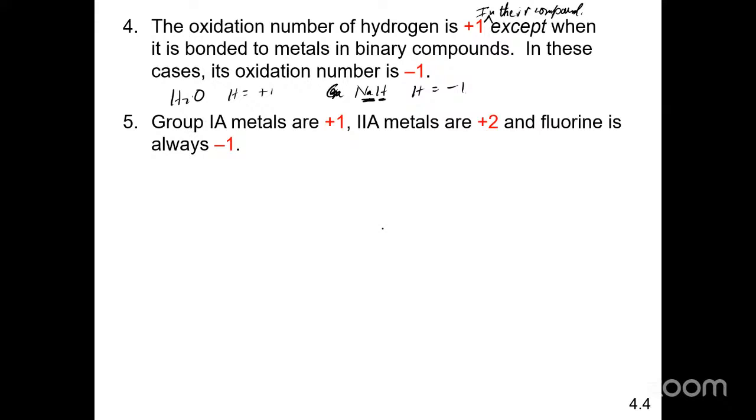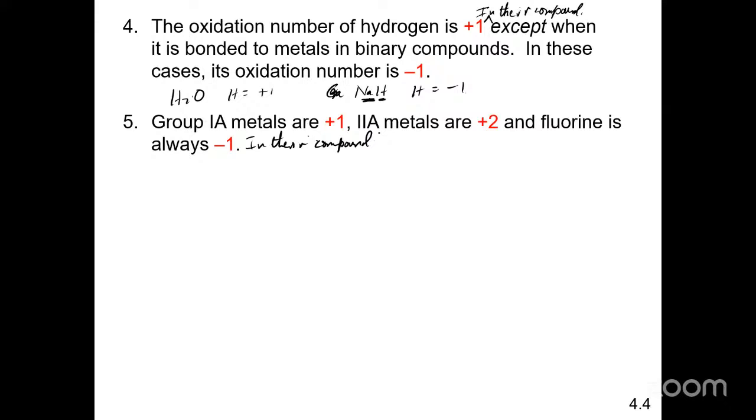The 5th rule deals with group 1A metals, again, in their compounds. In their compounds, the oxidation number of group 1A metals is always +1, for 2A metals always +2, and for fluorine, and this is very specific, if fluorine is bonded to anything, the oxidation number of fluorine is assumed to be -1. So that's rule number 5.